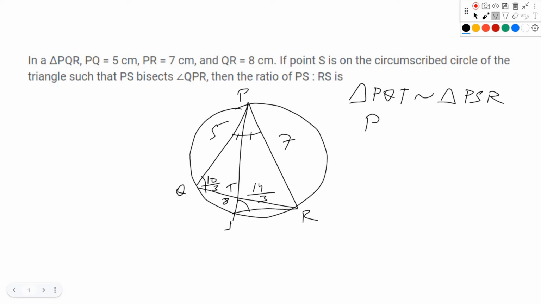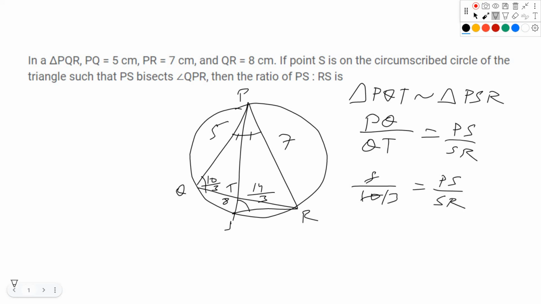or what we can write is PQ upon QT is going to be equal to PS upon SR, and this is the ratio we need. So PQ upon QT is going to be 5 divided by 10 by 3, which gives 3 by 2 as the ratio of PS upon SR. So our answer becomes 3 by 2.